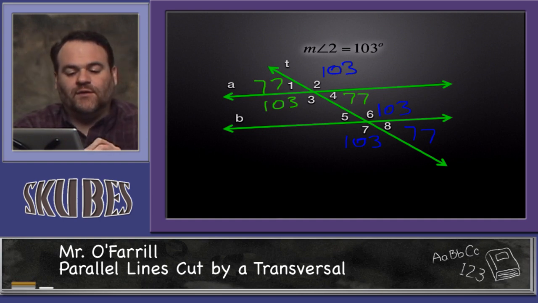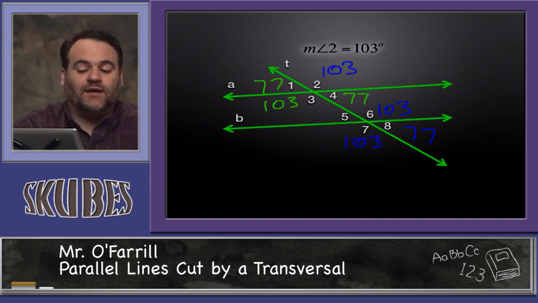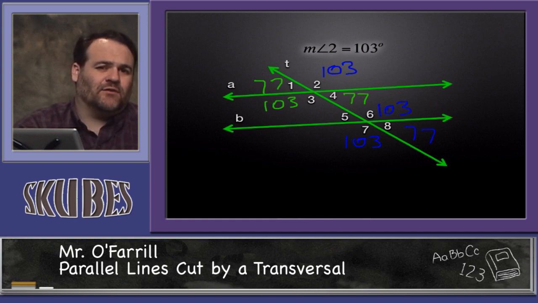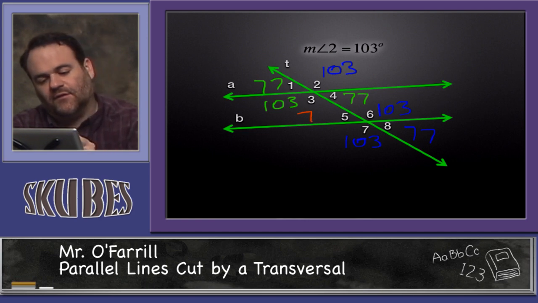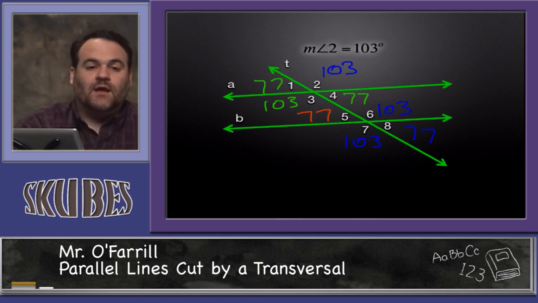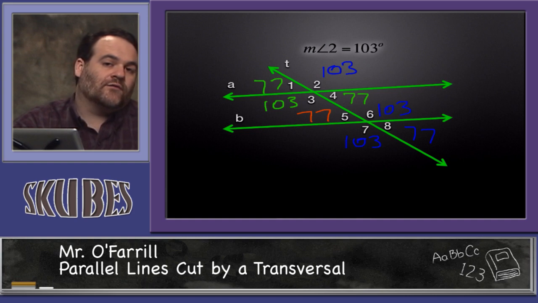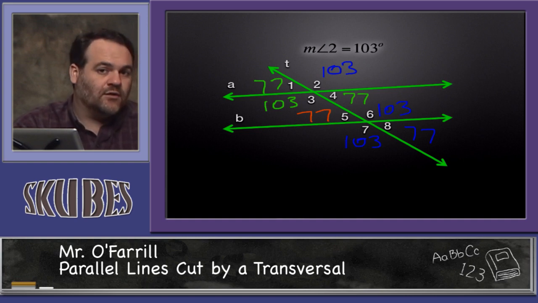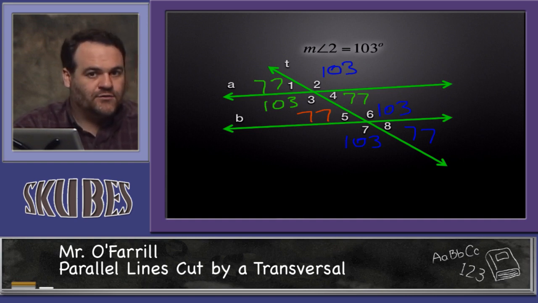Once again, we have only one angle that does not have a direct relationship, and that in this case is angle 5. What's the measure of angle 5? 77 degrees. And that's how you can apply all of the rules for when two parallel lines are cut by a transversal.